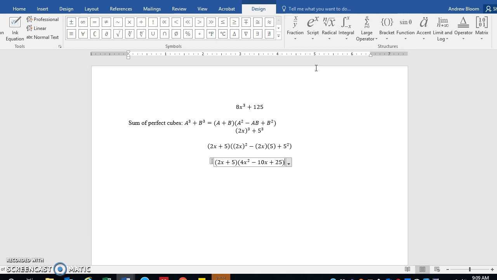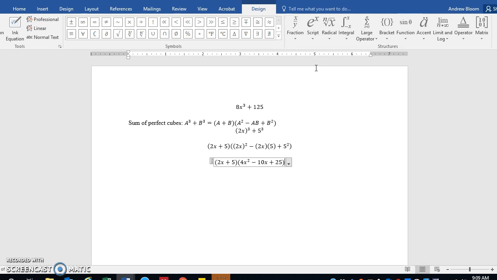Now you always want to make sure that you take the time to look and see if maybe there was a GCF that you missed. And in this case, 2x and 5, no GCF there. In the second factor, we have 4, 10, and 25, so there's no number that goes into all of those. And then we need to make sure that this x squared term doesn't factor further. And in this case, it never will. When you have a sum of perfect cubes or a difference of perfect cubes, that polynomial will never factor more. So you can stop there.